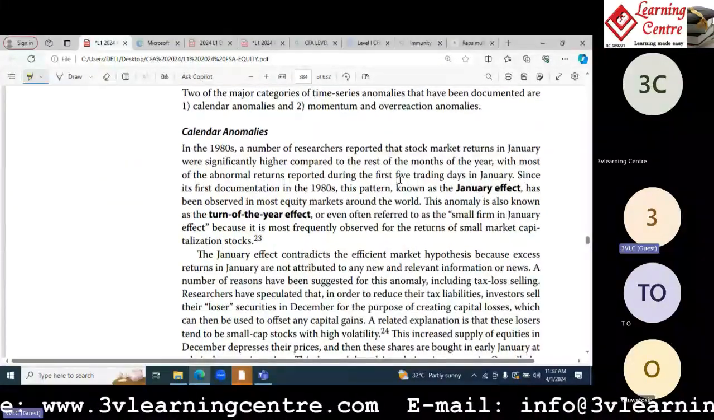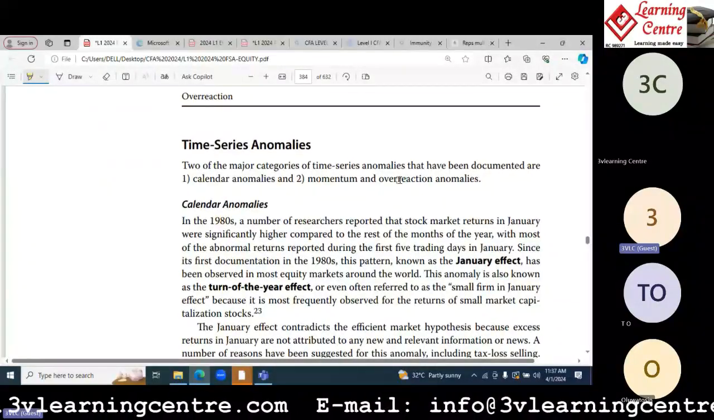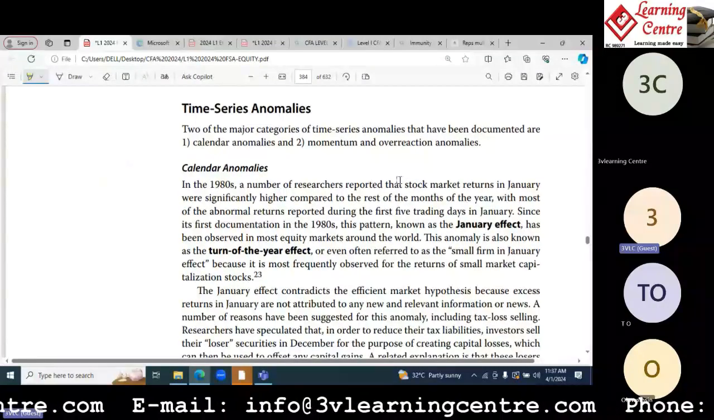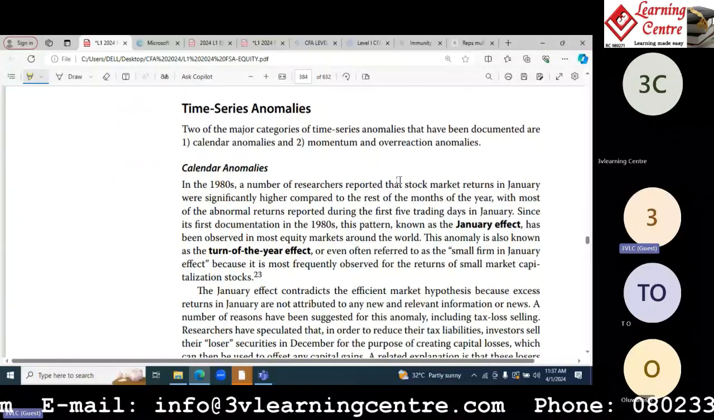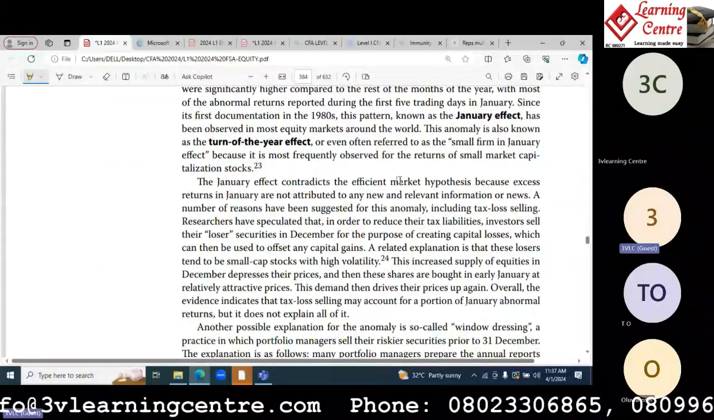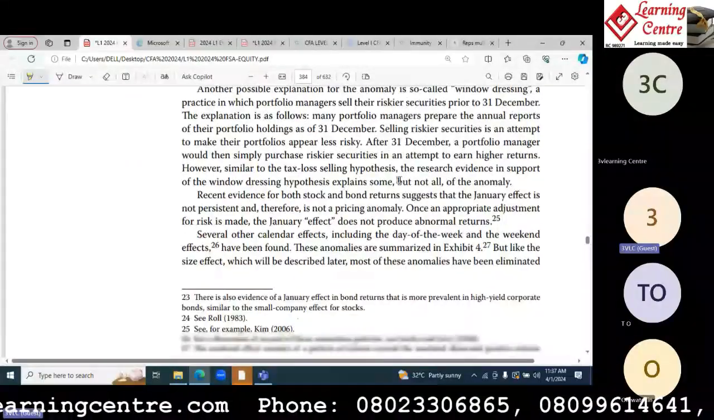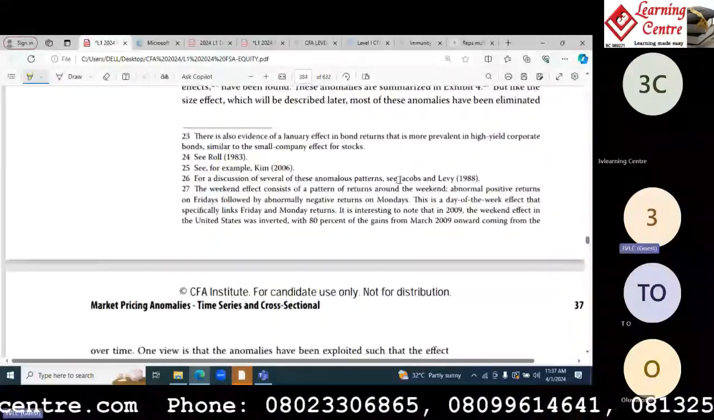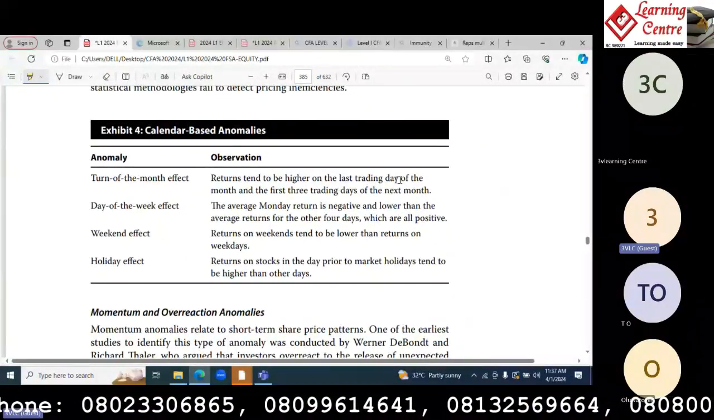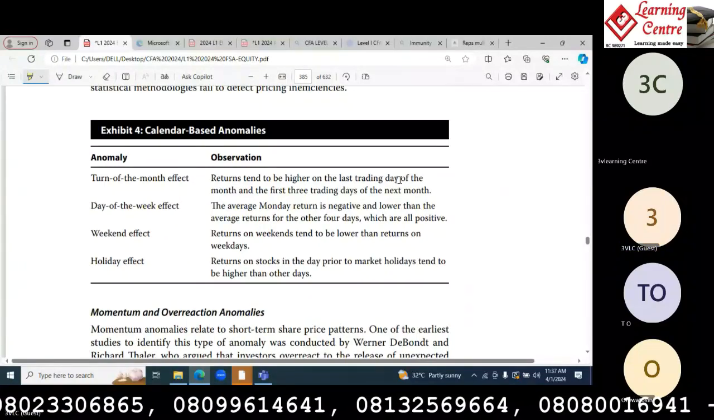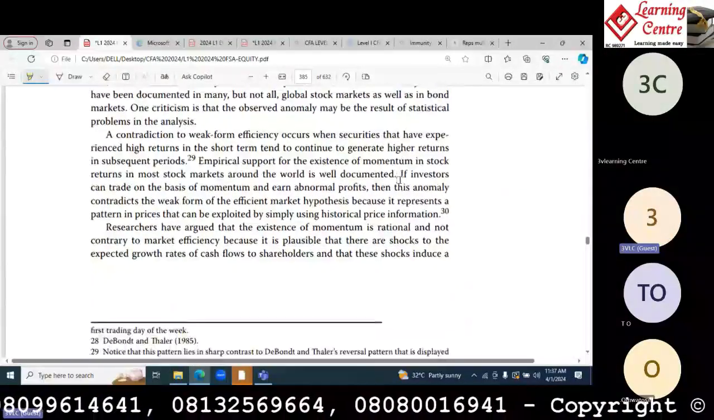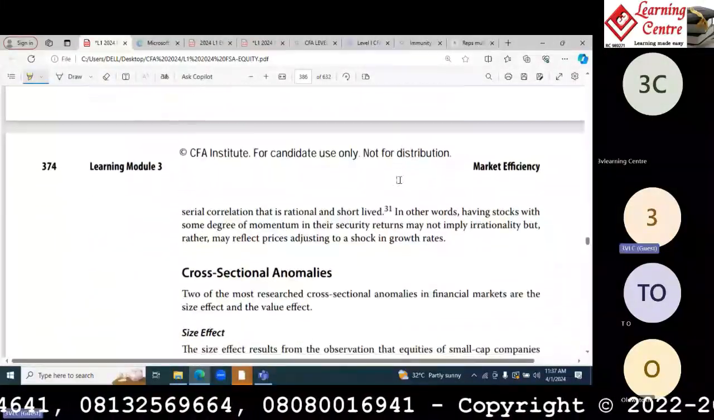So we have the calendar anomalies. So time series, the majority of them are calendar anomalies, while the others are momentum and overreaction. So calendar has to do with date and time. Yeah, so the January effect, the turn of the year effect. You have also the others I have mentioned, which are the day of the week, the weekend effect, and holidays. Market participants tend to overreact.